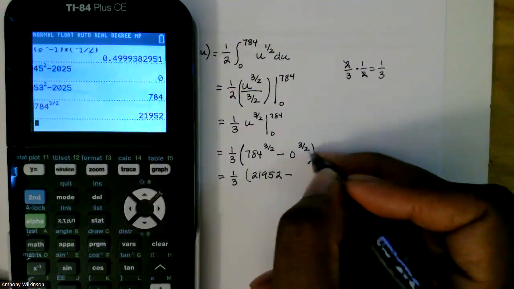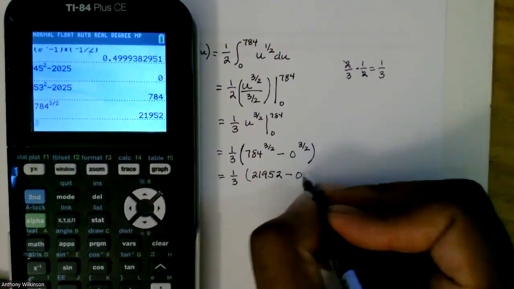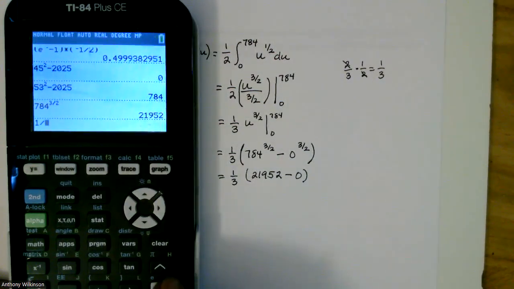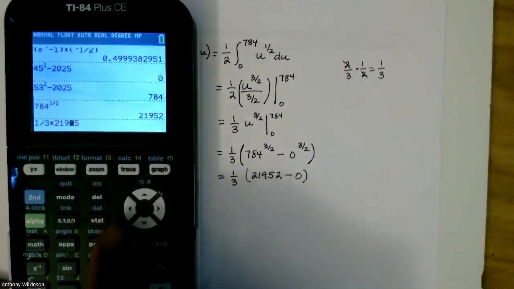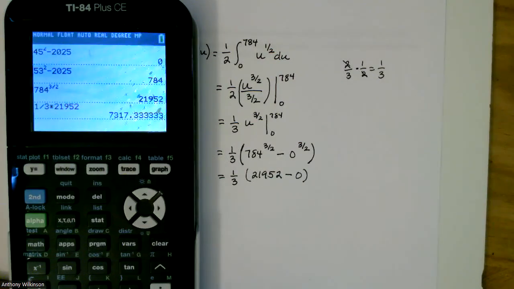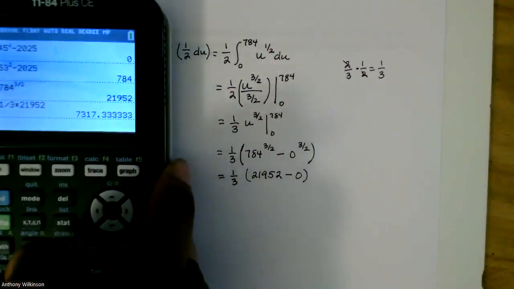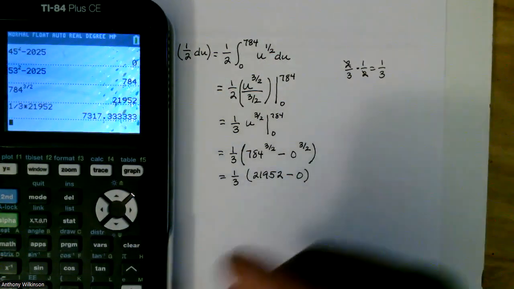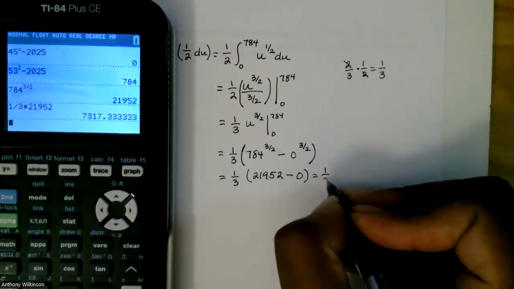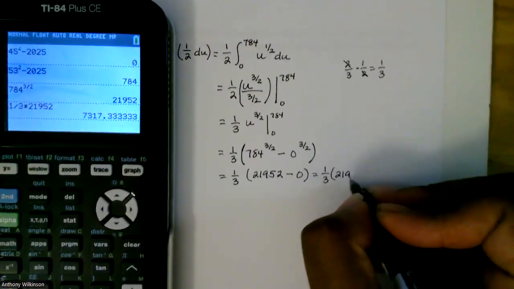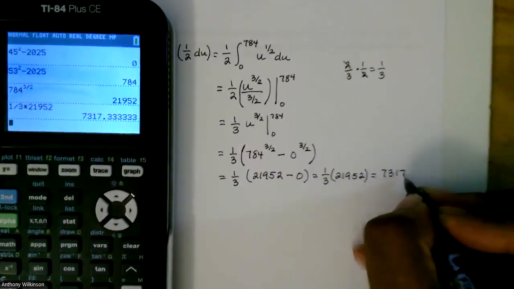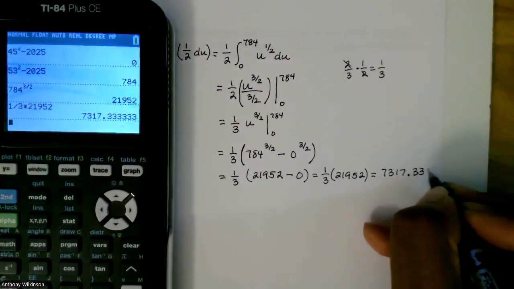0 to any power except 0 is 0. So if I take 1/3 of 21,952, let's see, 1 divided by 3 times 21,952. This will be to 3 decimal places, 7317.33. So let me go ahead and finish this out. 1/3 of 21,952 equals approximately 7317.333.